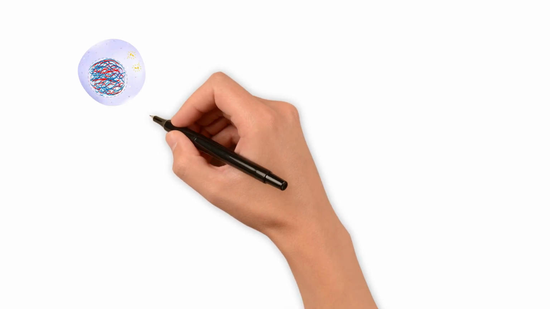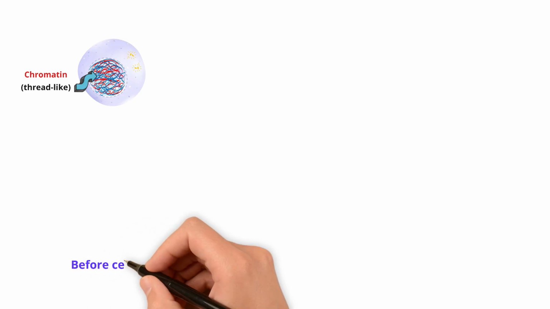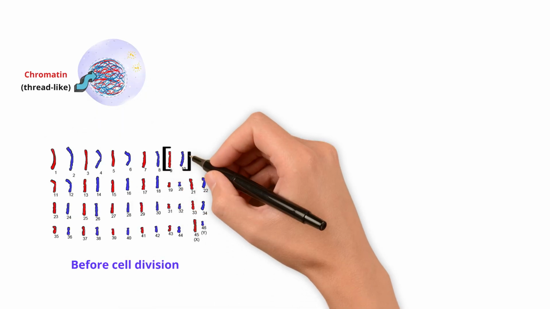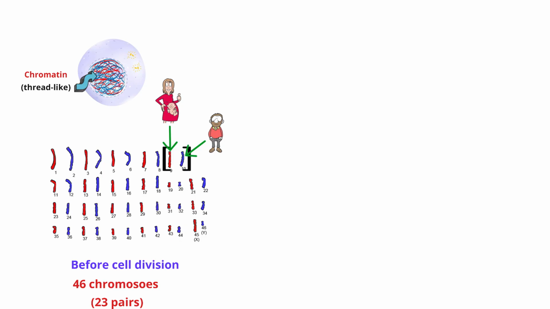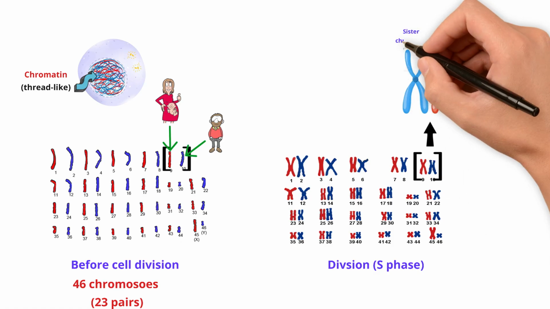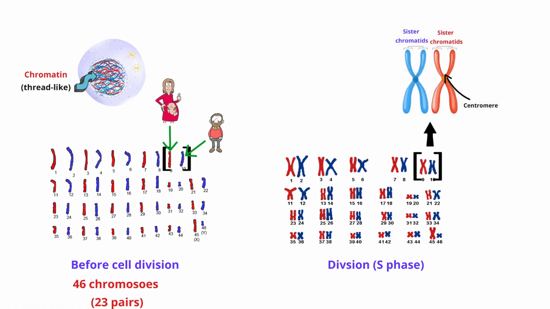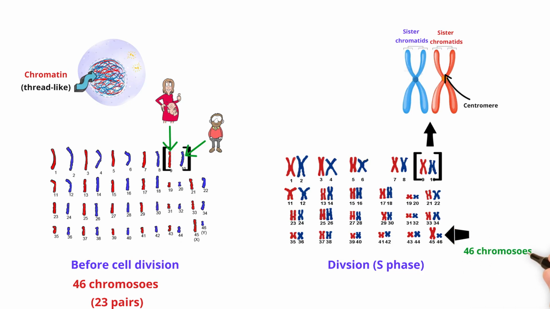As a quick reminder, in a resting or non-dividing cell, chromosomes exist in the form of chromatin, a relaxed, thread-like material. Also, we have discussed that human somatic cells always contain 46 chromosomes, arranged as 23 pairs. Herein, one pair is inherited from the mother and the other from the father. During the S phase of the cell cycle, each chromosome of these pairs duplicates, forming two identical sister chromatids that remain attached at a region called the centromere. As a result of this duplication in the genetic material, the cell still has 46 chromosomes, but now contains 92 chromatids.